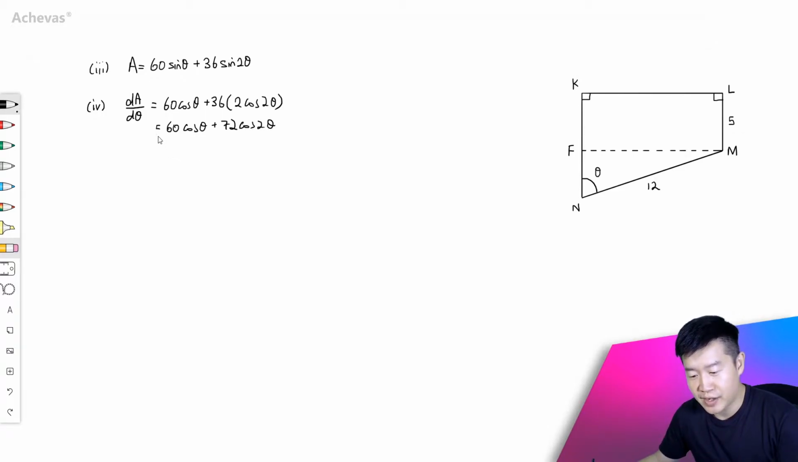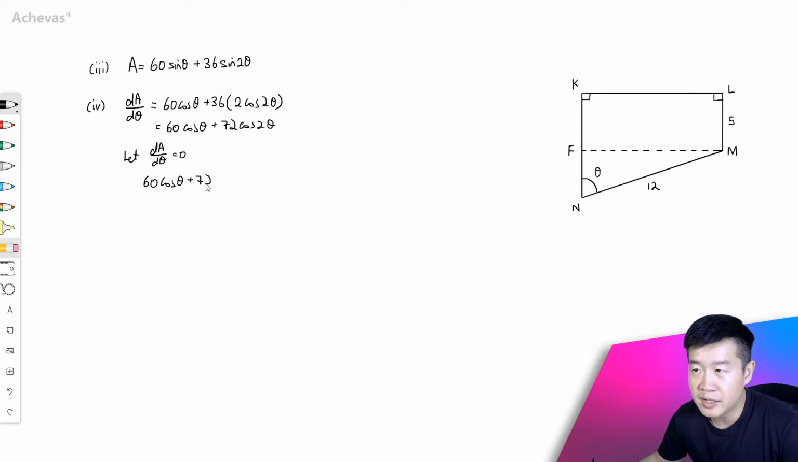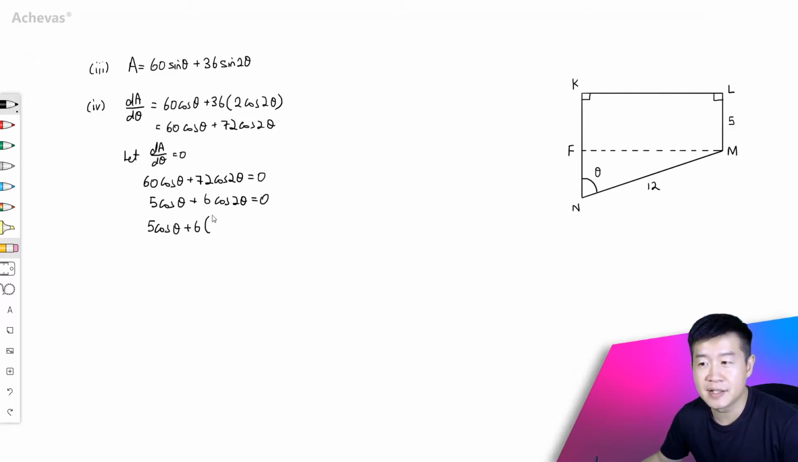Next, in order for us to find the maximum possible value for A, we will try to work out the value of theta that causes A to be stationary, and that is when dA/dθ is equal to 0, which means that we are working on 60 cosine theta plus 72 cosine 2 theta to be equal to 0. So this will be 5 cosine theta plus 6 cosine 2 theta is equal to 0. Let's try to re-express this entire equation in terms of theta instead of 2 theta. So 5 cosine theta plus 6, re-expressing this in terms of cosine theta, it will be 2 cosine squared theta minus 1. This is equal to 0.